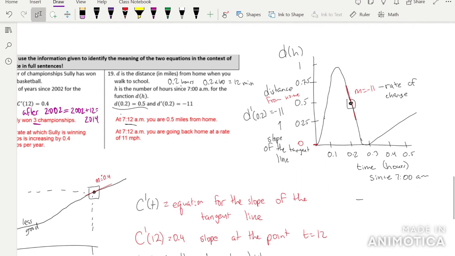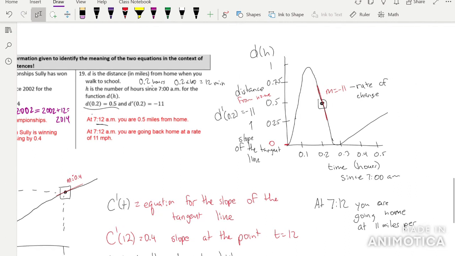But this is the second point, is that here your slope represents your rate of change. So the second part is at 7:12, exactly, you are going home at, well, again, 11 is your rate, and then it's going to be miles per hour. And how I get that is, again, we have our y over x for our units.